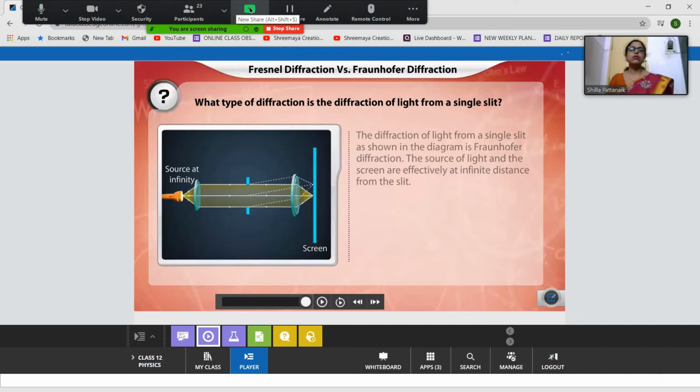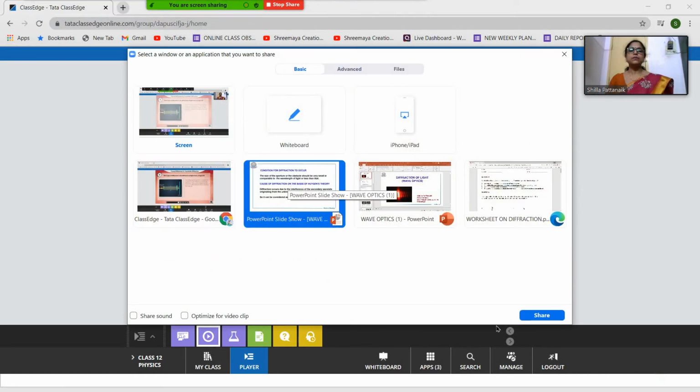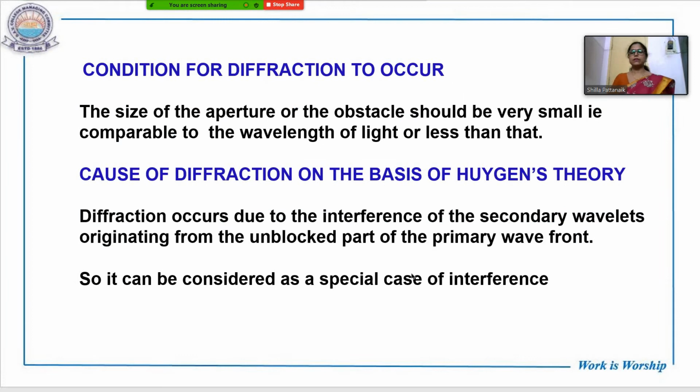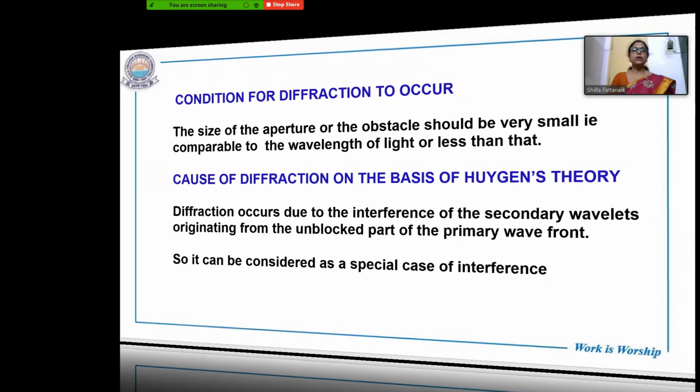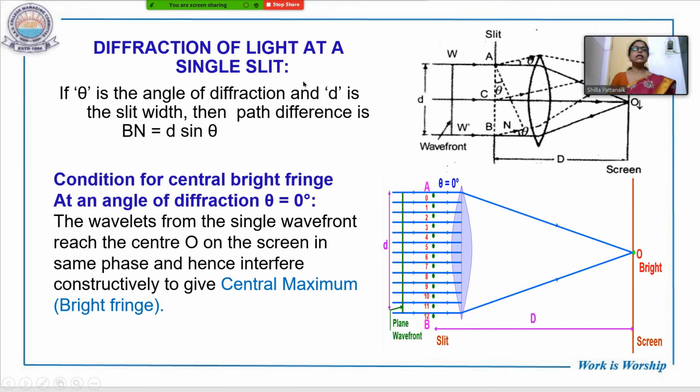Now let us go to our slides. Is it visible now? Slide is visible. Now we'll discuss diffraction of light at a single slit. Can you tell me for interference how many slits are required? For interference, Young's double slit experiment. So how many slits are required minimum? Two slits. Okay, but it is a single slit diffraction.